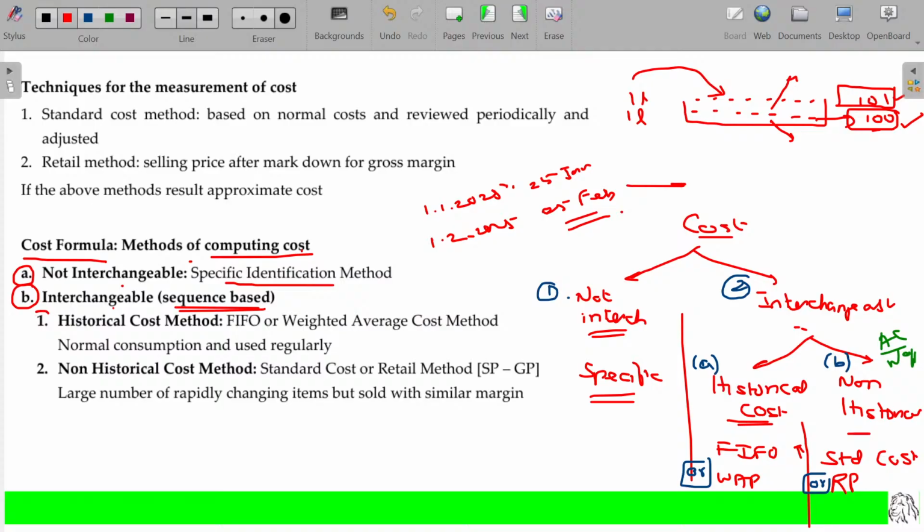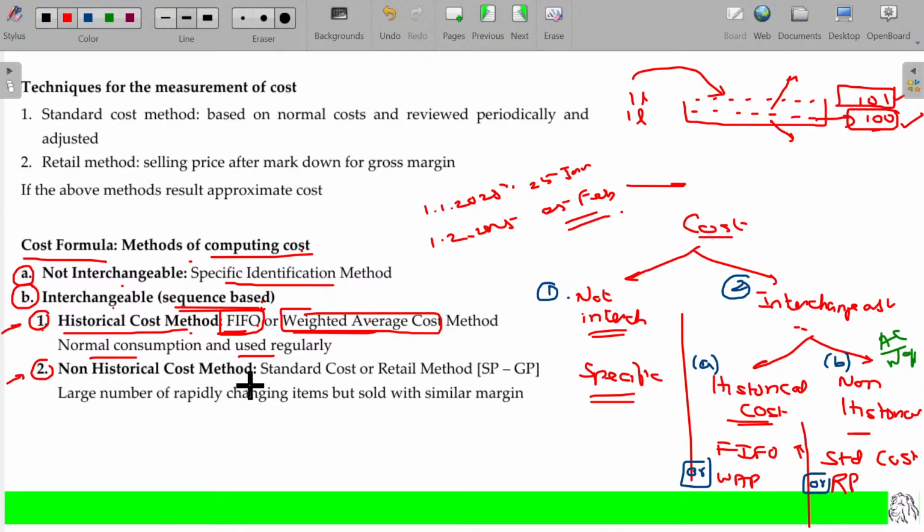Under sequence based, the historical cost method will be followed. Under the historical cost method, first follow the FIFO method or the weighted average cost method. So the first choice goes to FIFO and next to the weighted average method. Sequence method means first you have to go for this. If it is not possible to determine the cost under this method, you can go here. If you finalize that you choose only the first option, in that you have been given two options, FIFO or weighted average method. Between these two, you can follow what you feel comfortable.